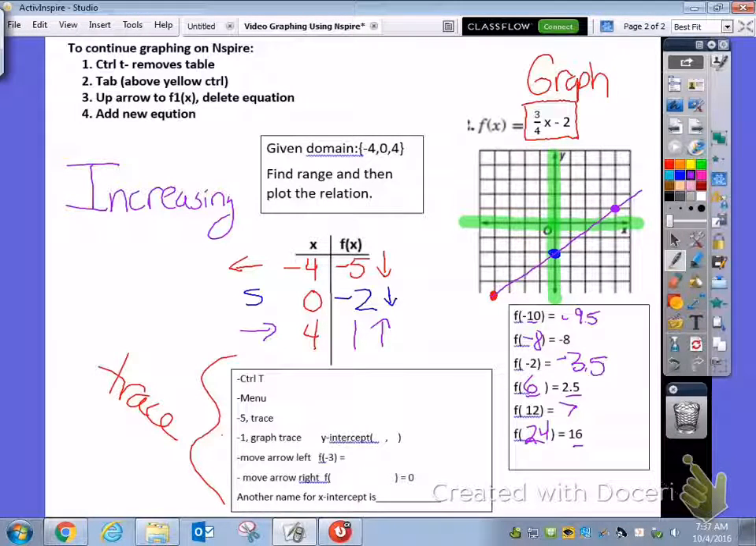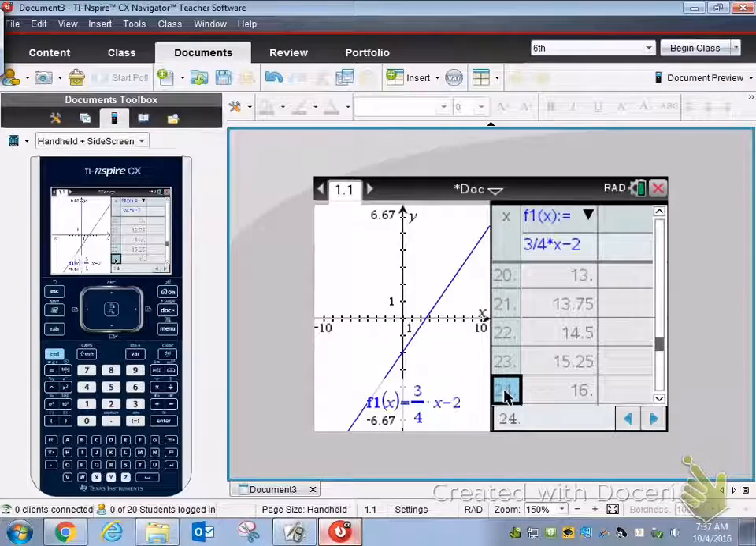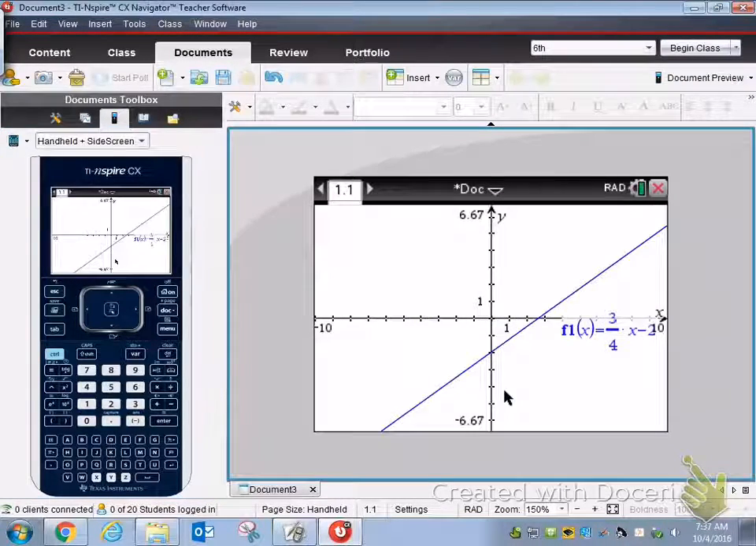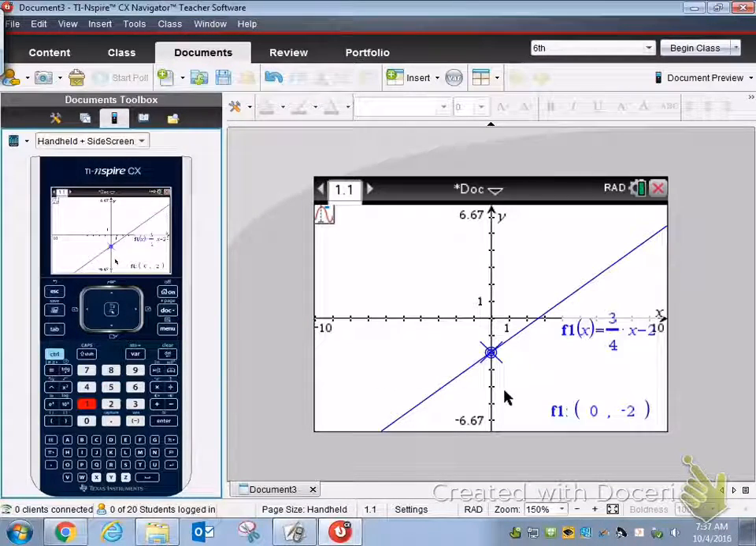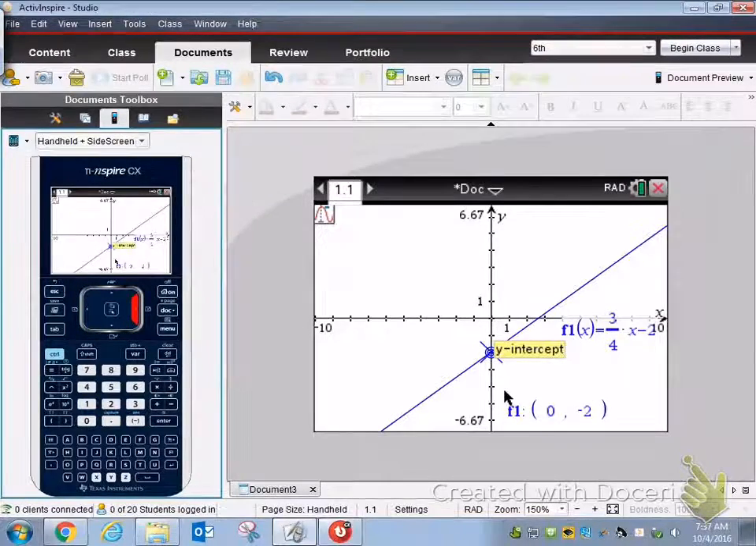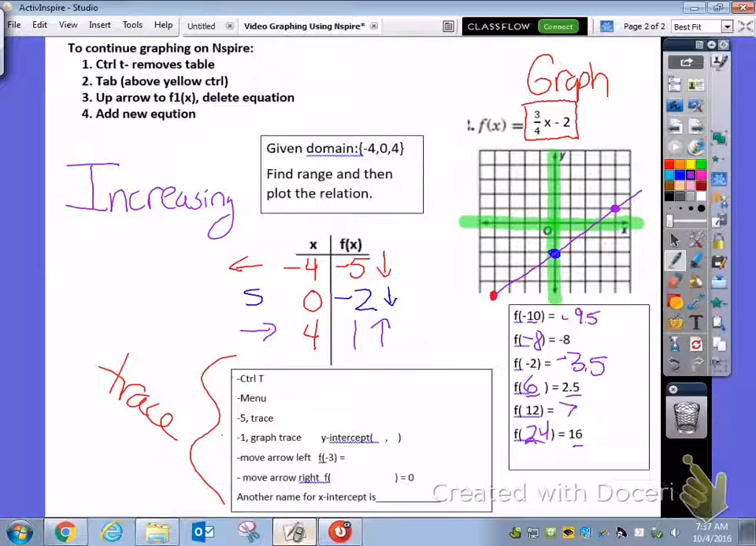So do Control T to get rid of your table. I'm going through the steps. So Control T removes the table. Then you're going to hit Menu, and you're going to hit 5 for trace, 1 for graph trace. There it is. Now notice it is on the y axis. If you forgot, if you just want to move it left or right, when it comes back, see it says y intercept. So on your paper, where it says y intercept, that is 0, -2.